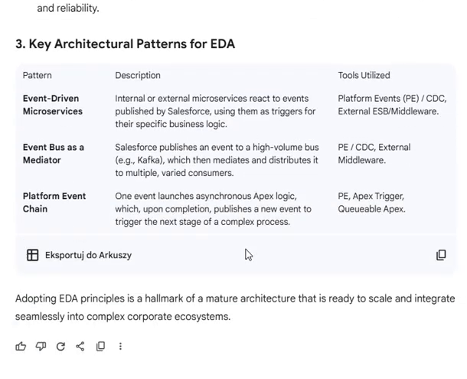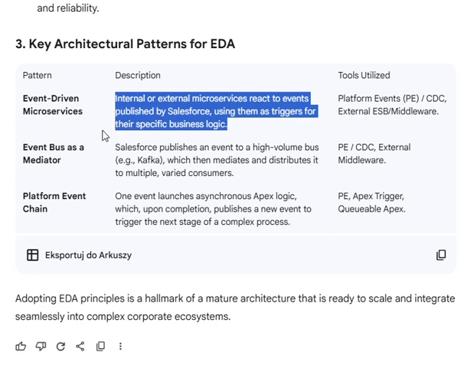All right, what are the key architectural patterns? Let us read through it. If we're using event-driven microservices, internal or external microservices react to events published by Salesforce, using them as triggers for their specific business logic. What it means is that if we publish some event on the Salesforce platform, some subscriber will only react to our event when it is actually published.